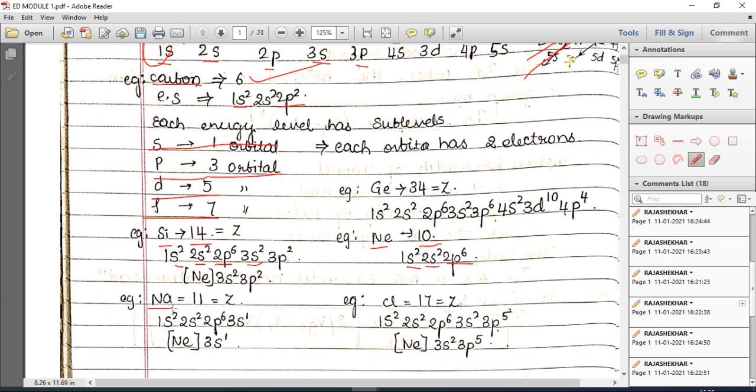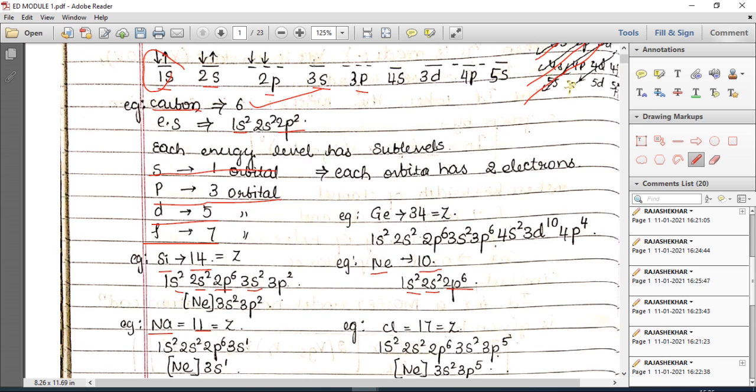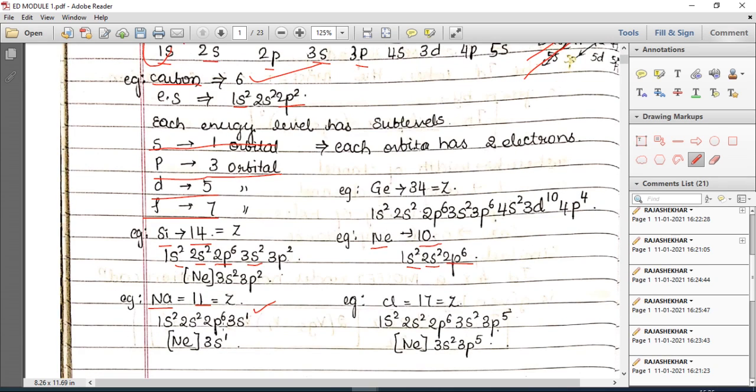Similarly, if I write Na, that is sodium, which has 11 electrons. For 11 electrons, we have 1s², 2s², 2p⁶ and then 3s¹, because 2 plus 2, 4 plus 6, 10, so only 1 is left. That's why 3s¹: here it is written as 1 orbital with 2 electrons, but I need only 1, so I have written 1 electron. So you can write this for atomic number 11. This is the electronic configuration.